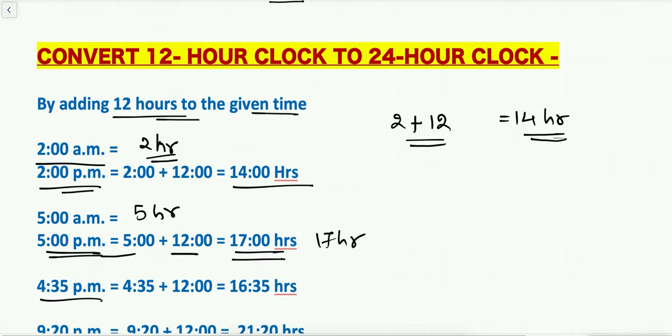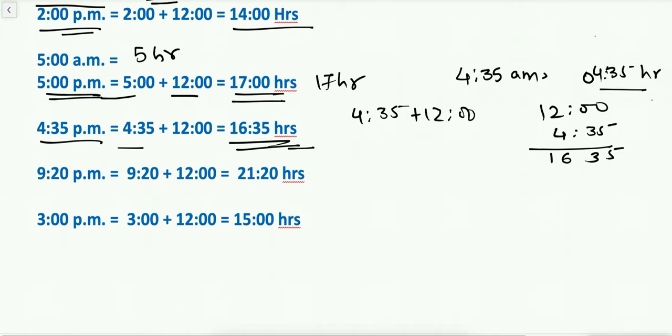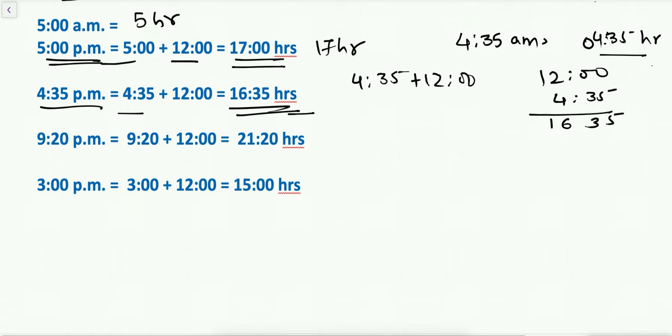4:35 p.m. If 4:35 a.m. is there, it will be 4:35 hour, and in the evening 4:35 will be 4:35 plus 12 hour. So 12 plus 4 is 16, and 35, so that is 16:35 hour. Generally, the time slots of flights, airports, railways, and buses are based on this 24-hour system to avoid the confusion of AM and PM.